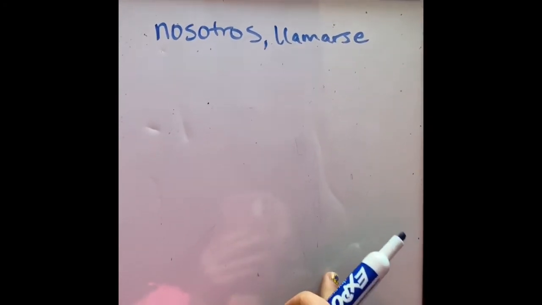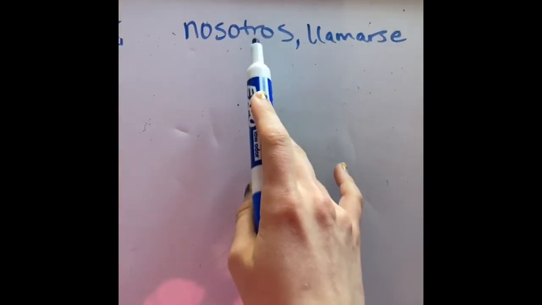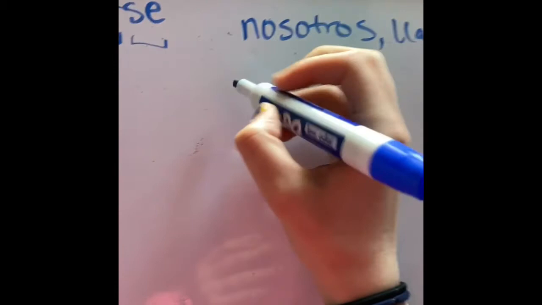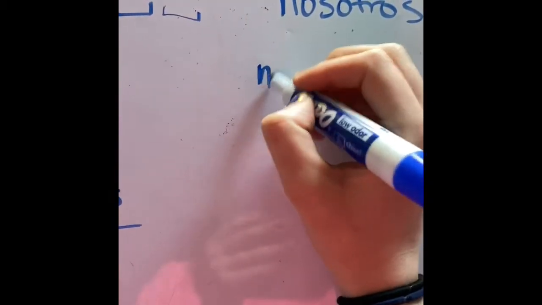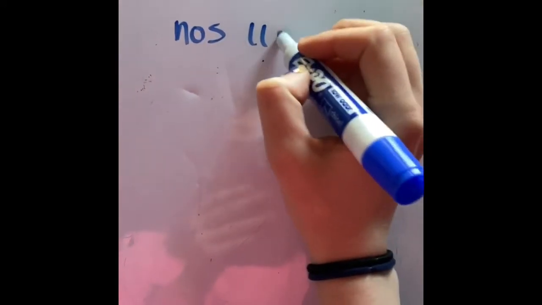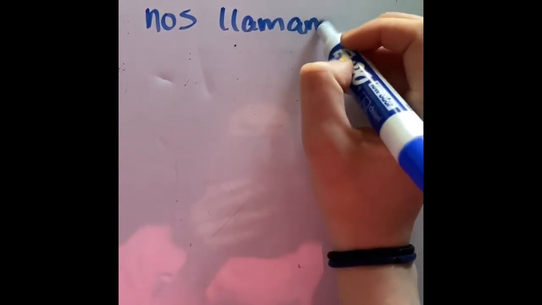Otherwise, so nosotros, llamarse, you're trying to conjugate this into the nosotros form, so start with the se. Nosotros up here, so the se turns into nos. Nos is my favorite. And then you're left with the llamar, the AR in the nosotros form, that's amos. So you keep the beginning, and then you change the last two letters AR into amos.